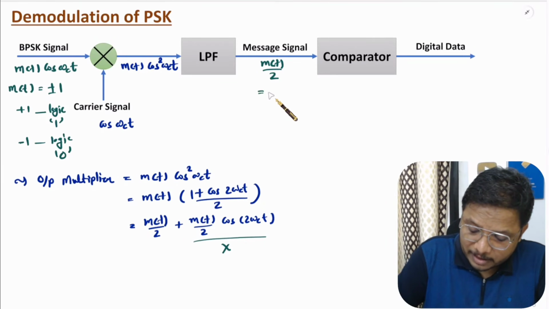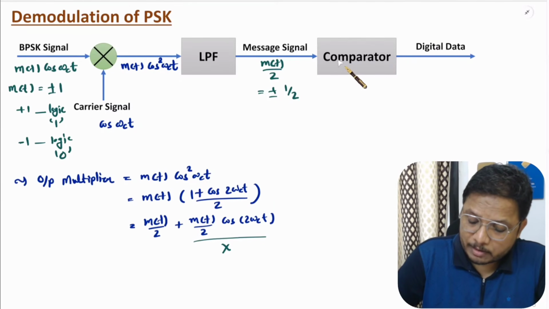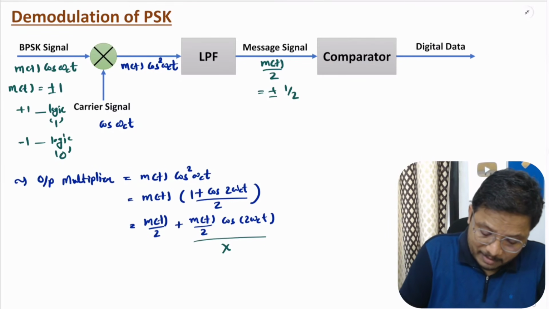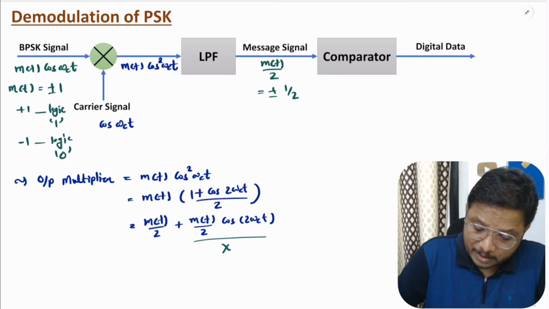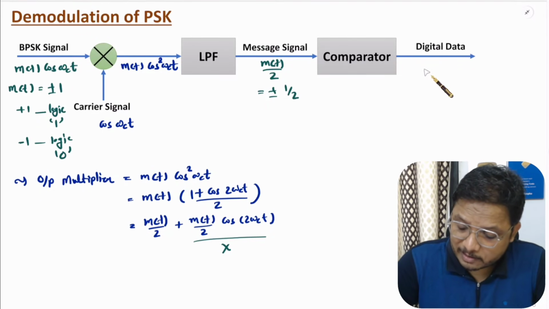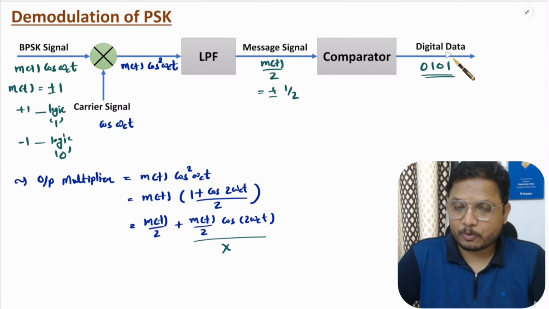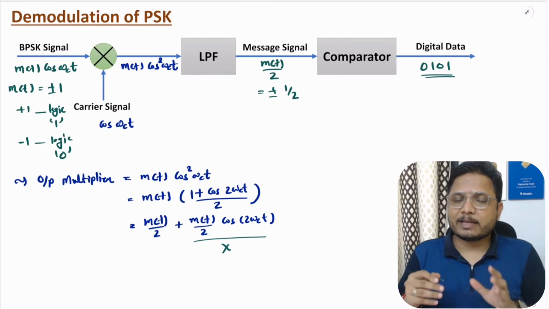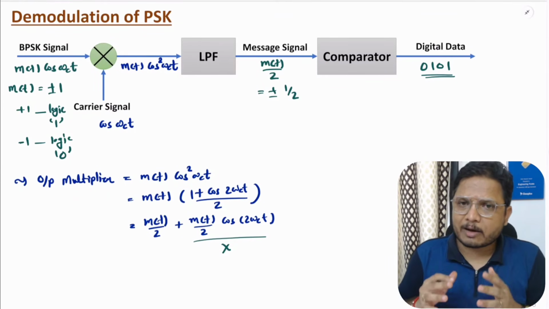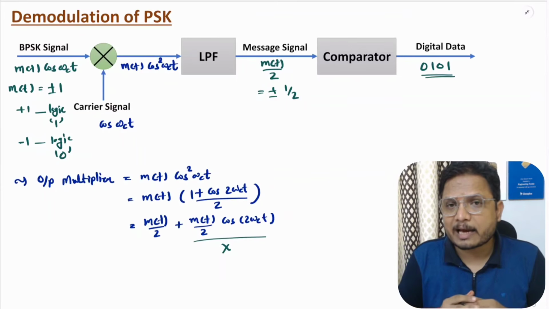What is m(t)/2? It is plus or minus half. So if you have plus half, at that time we will have logic 1. If you have minus half, at that time we will have logic 0. So we will have 0101 digital data available over here, right? So that is how one can do demodulation. Now let me explain the constellation diagram of PSK.